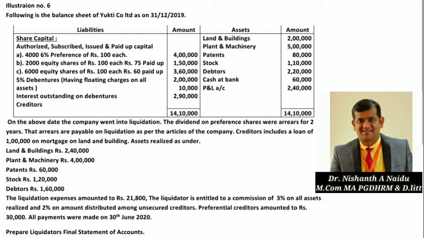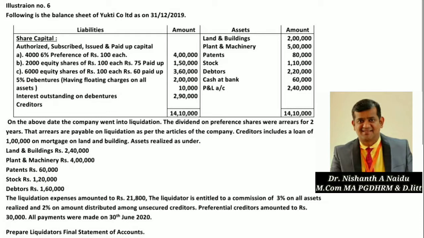Then the liquidation expenses, which is the expenditure part, amounted to rupees 21,800. The liquidator is entitled to a commission of 3% on all assets realized, and 2% on the amount distributed among unsecured creditors. Then preferential creditors amounted to 30,000 rupees. All payments were made on 30th June 2020. So prepare the liquidator's final statement of accounts.